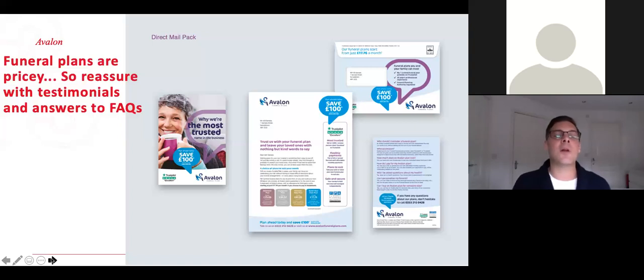The little leaflet on the left-hand side is basically a list of testimonials. Avalon are the most trusted funeral plan provider because they've got 4,000 5-star reviews on Trustpilot, and there's some really good stuff there actually. So if you are set up with Trustpilot or similar, it's worth keeping hold of the good testimonials, because again, it adds a reassuring voice to the mail pack.